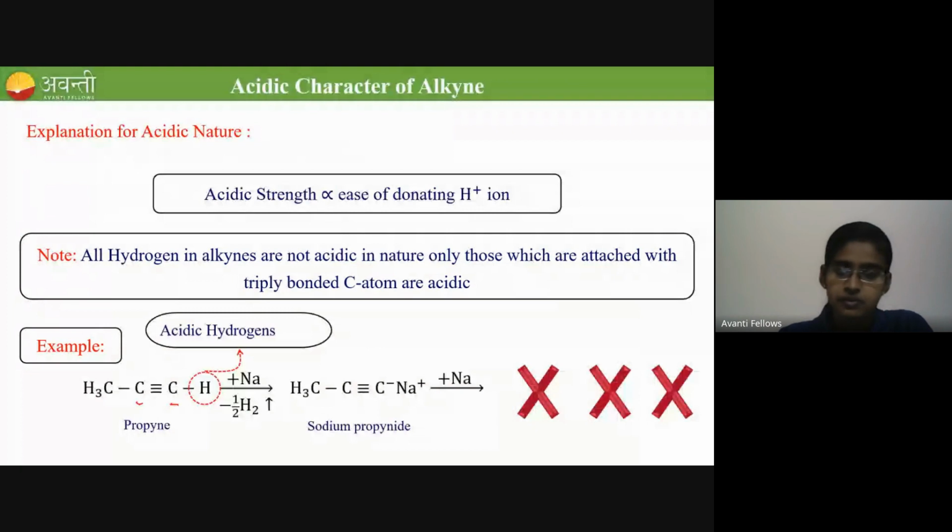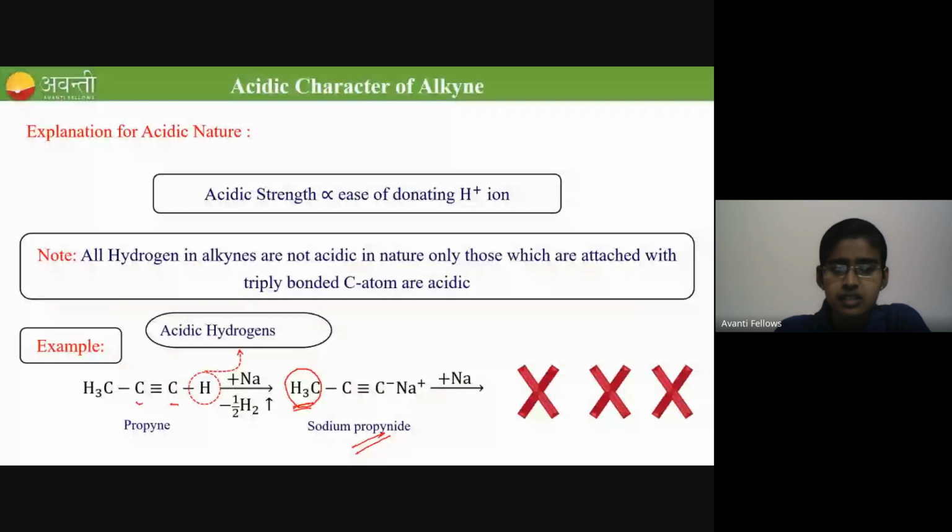Why? What is the reason for that? Because we do have hydrogens, but the hydrogens attached to this carbon are not acidic hydrogens. So that is not for this.